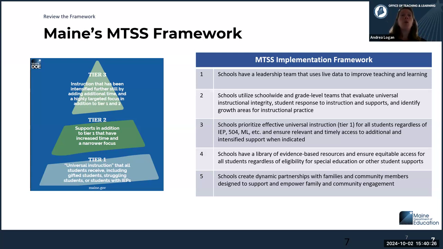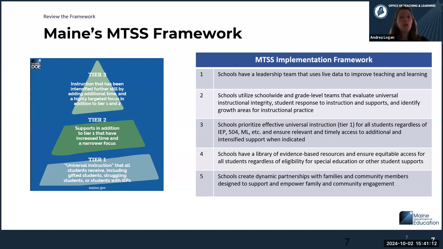Sometimes schools utilize PLCs, and a PLC could be considered a grade level team for their MTSS as long as that grade level team is effectively utilizing a problem-solving process and data review, and they're using that time to identify growth areas for instructional practices and making decisions on their instructional practice. In some of the meetings that I've attended, maybe they're doing other types of meetings, other types of planning, all of which are important, but may or may not be considered the grade level team meeting that would be used in a full-scale school-wide MTSS.